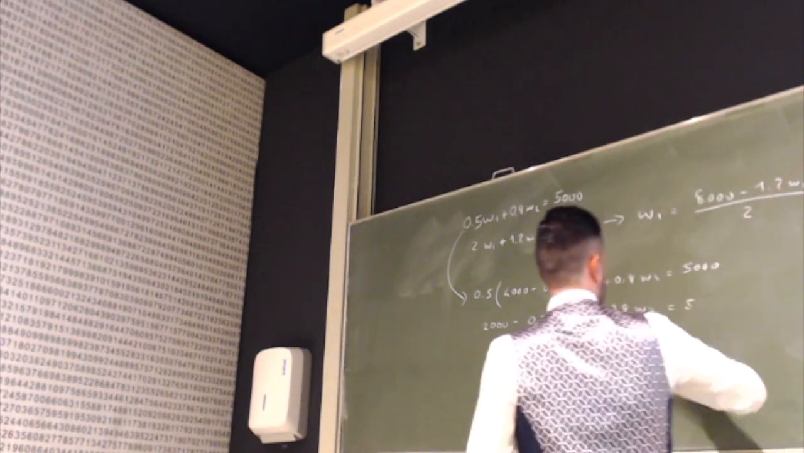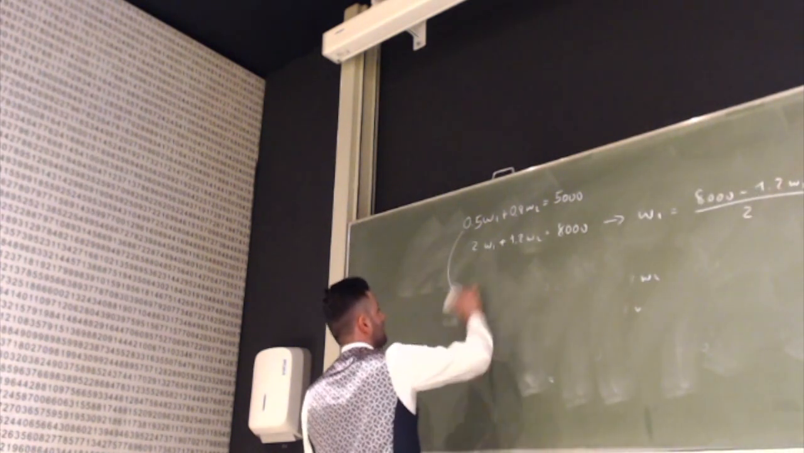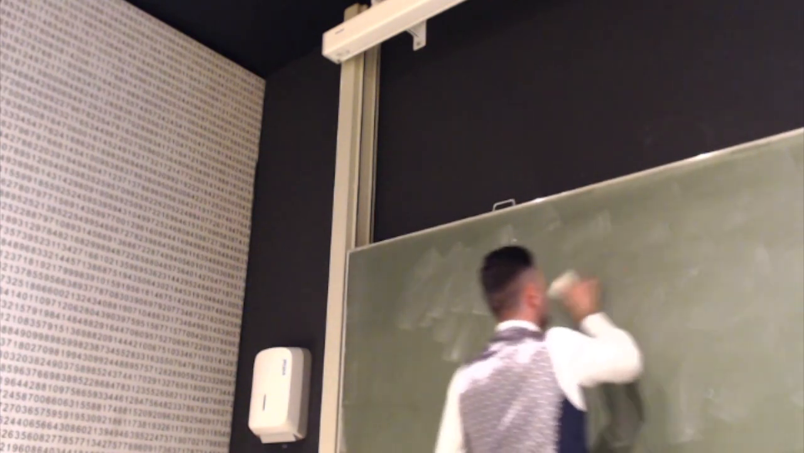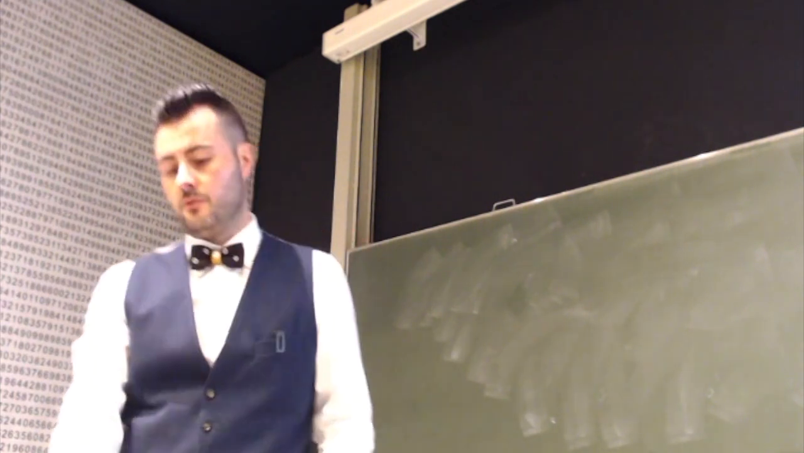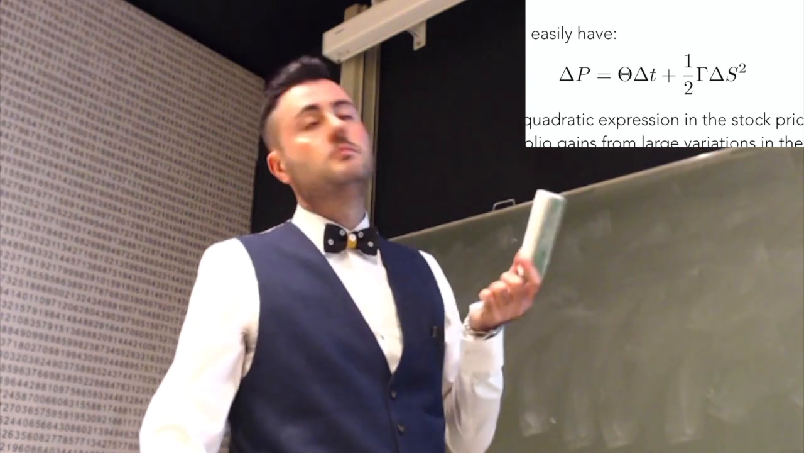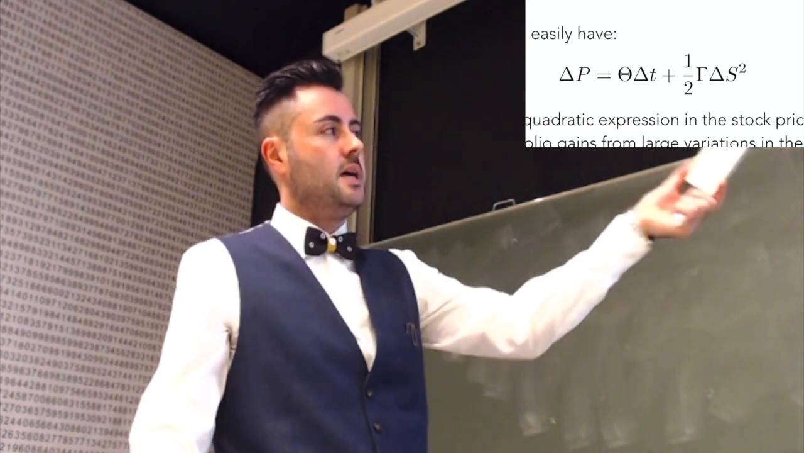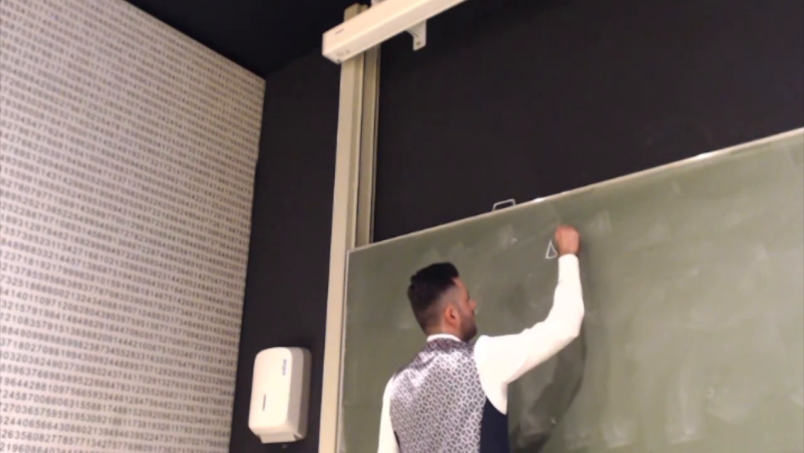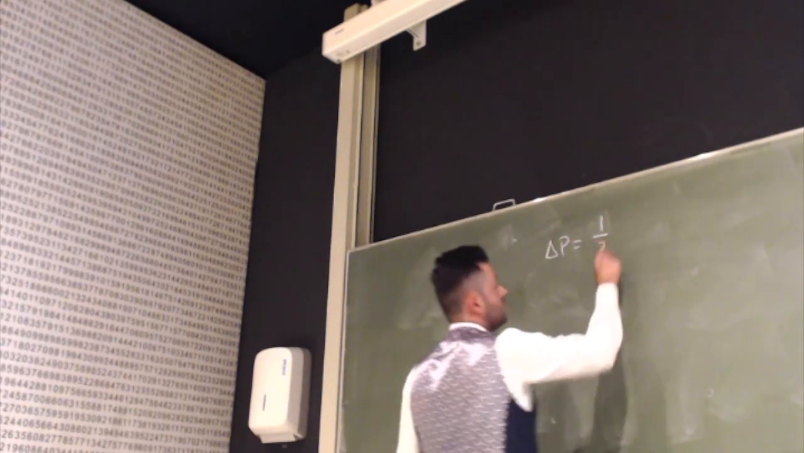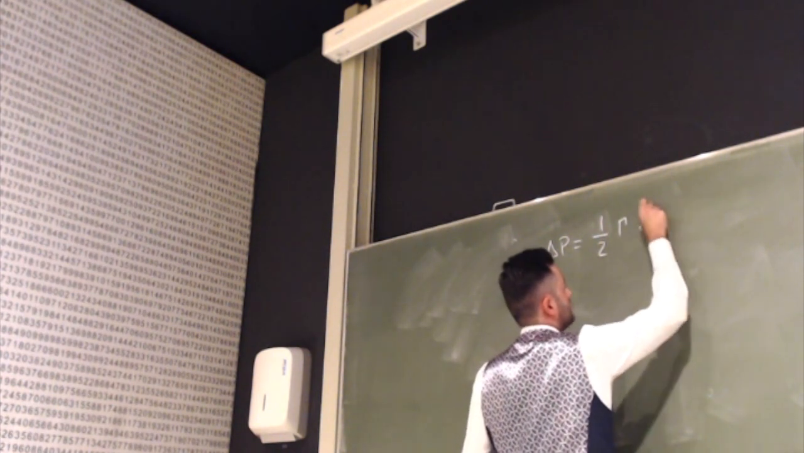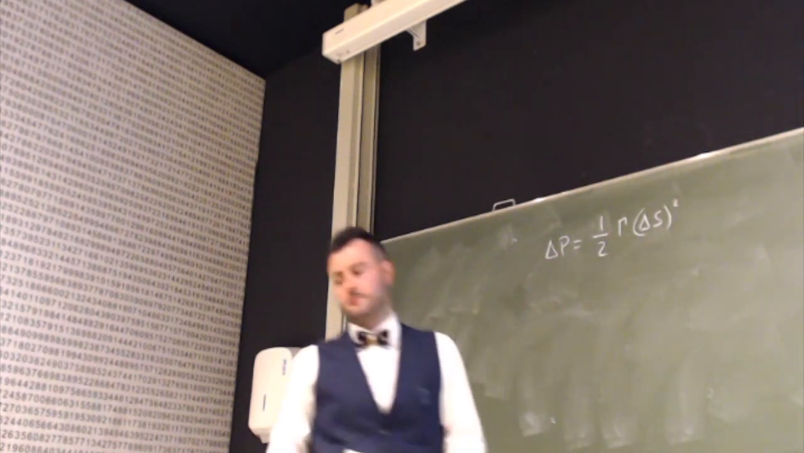Now, the answer here is very simple. What I have to do is the following. I can come back to the previous slide, okay? And I see my formula, this one. Now, since I'm taking delta t tending to 0, it means that the theta term disappears. What remains is just this. Delta P is equal to 1 over 2 gamma delta S squared. Let's write it like this, it's easier.